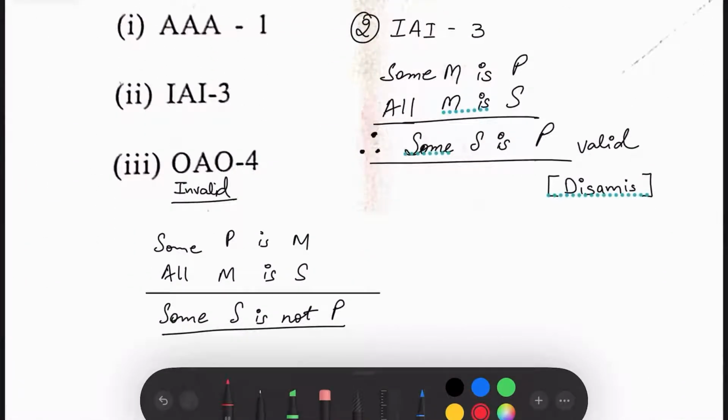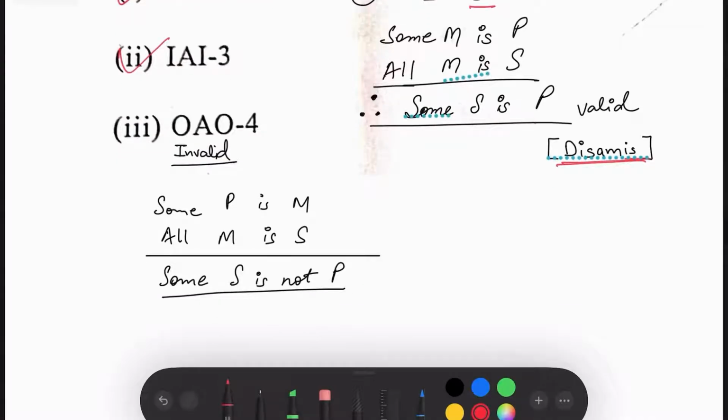Similarly, next, this question is also done. Next question is also valid. Valid in the third figure, it always remains valid. This one also, and this is known as dismiss. So again, there are some valid forms which you can also memorize with the names. The names are also important.